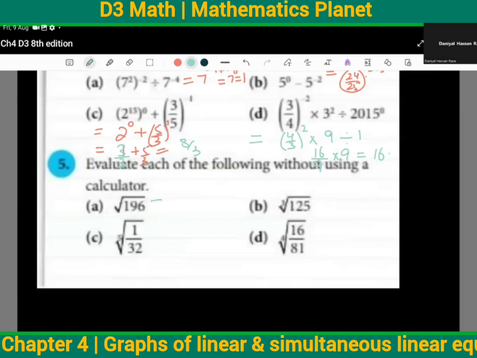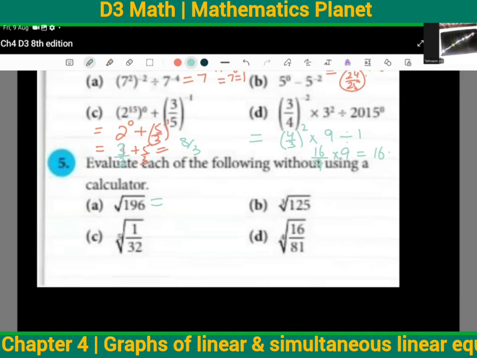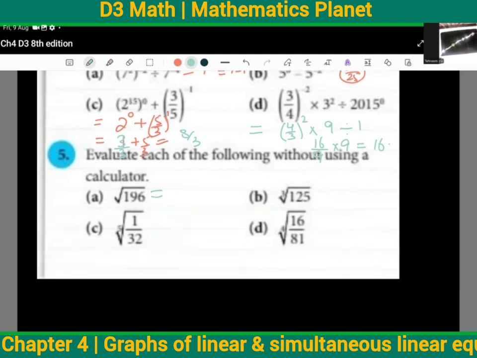If you know the square roots, the square root of 196 is 14. You should know at least the first 20 square roots. Even if you don't know it, you have done chapter number 1, in which we learn how to find the square root. It's 14. Now, cube root of 125.